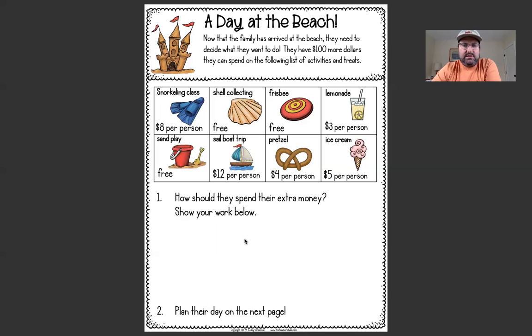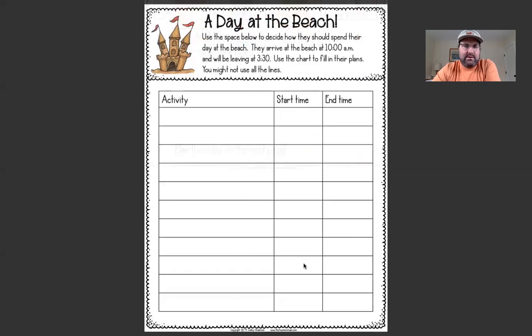So this is up to you to figure out how you want to spend that money, all right? And then it says 2, plan their day on the next page. Oh, so we get to do some planning now, all right? So now we've figured out the activities we'd like to do. Now we need to plan their day. All right, so here we go.